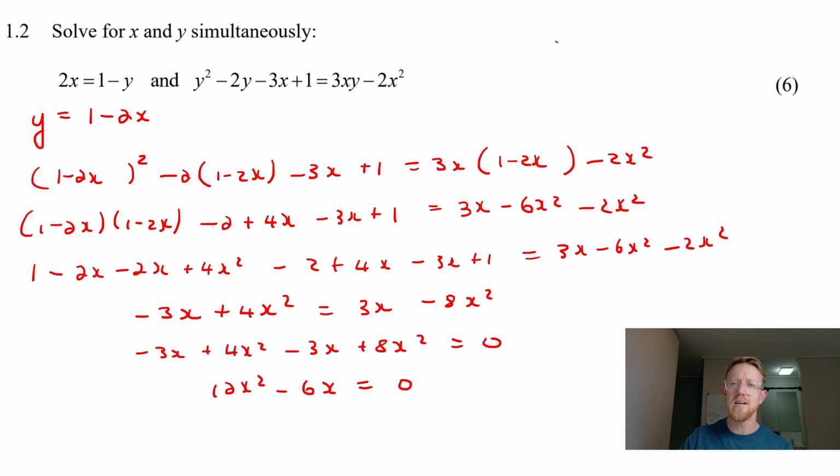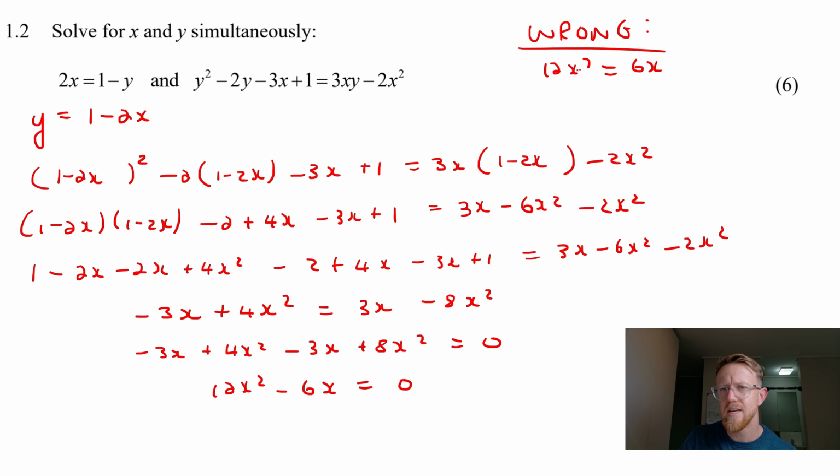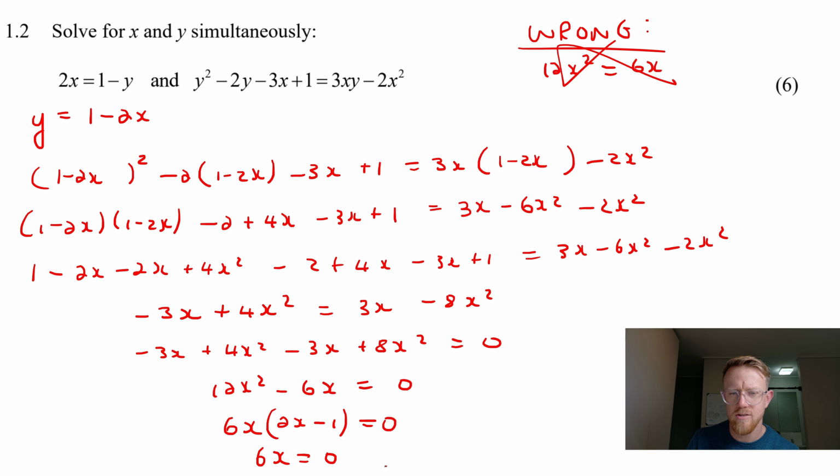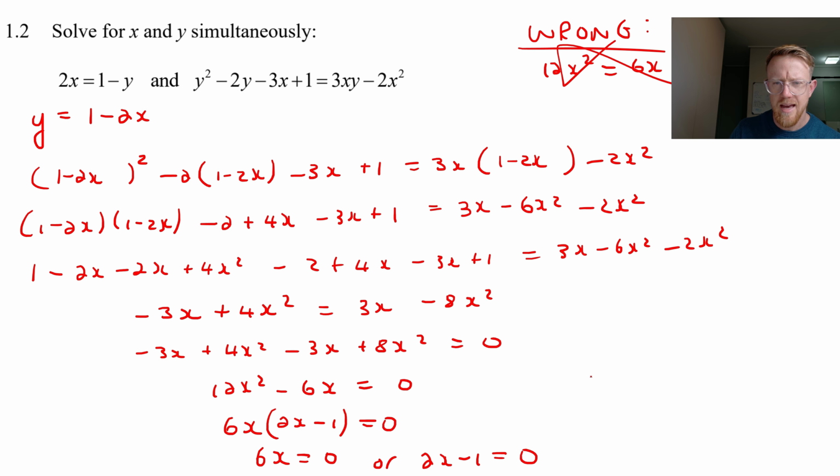Now a common error here, this would be wrong, is learners think, okay, I'm just going to take the 6x to the other side, and then just divide both sides by 6 and both sides by x. It's not correct, guys. What you rather do is take out a common factor. The common factor is 6x, and then you'd be left with 2x minus 1. And so then you can say 6x equals 0, or 2x minus 1 must be equal to 0. If you solve, you should end up with x equals 0 or x equals 1 over 2.